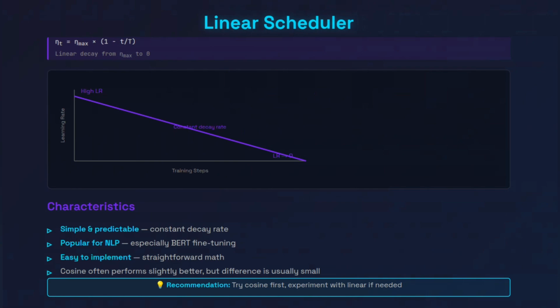The linear scheduler is simpler. It just linearly decreases the learning rate from the initial value to 0. Unlike cosine, which has that smooth curve, linear decay is constant, the same amount of decay at every step. Linear schedulers are popular in NLP, particularly for fine-tuning BERT and other transformer models. They're simple, predictable, and work surprisingly well for many tasks. In practice, cosine often performs slightly better than linear, but the difference is usually small. I'd recommend trying cosine first, but don't be afraid to experiment with linear.